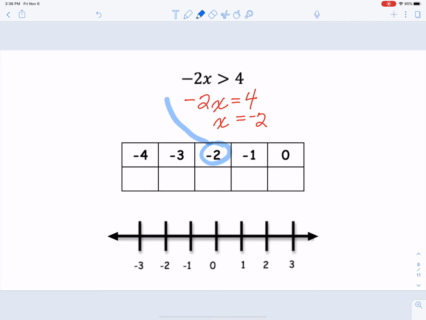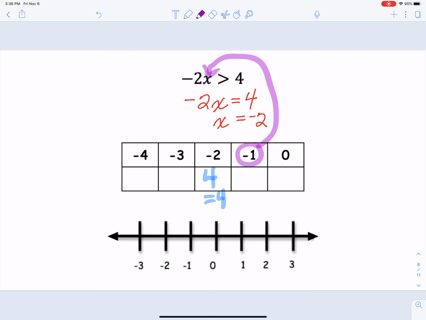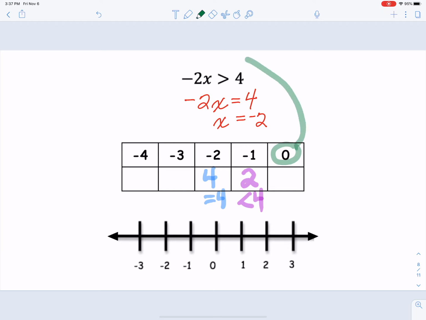So of course, when I substitute -2 in for x, I've got -2 times -2, which is 4, and 4 equals 4. When I substitute in -1 for x, I've got -2 times -1, which is 2. And 2, of course, is less than 4. When I substitute 0 in for x, I've got 0, which of course is also less than 4.